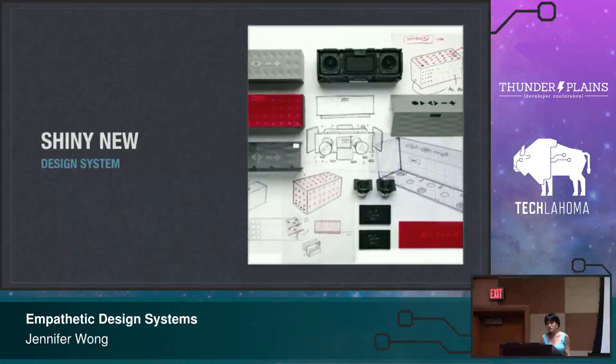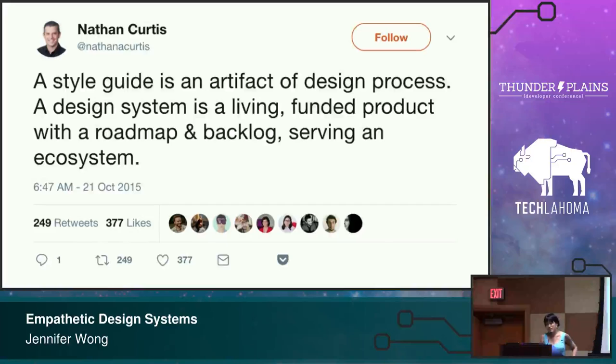So what we wanted to do was have a shiny new design system. Nathan Curtis says that a style guide is an artifact of the design process, whereas a design system is a living, funded product with a roadmap and a backlog serving an ecosystem. So this is something that we were trying to get right, like replacing the style guide so that we could have a design system instead.